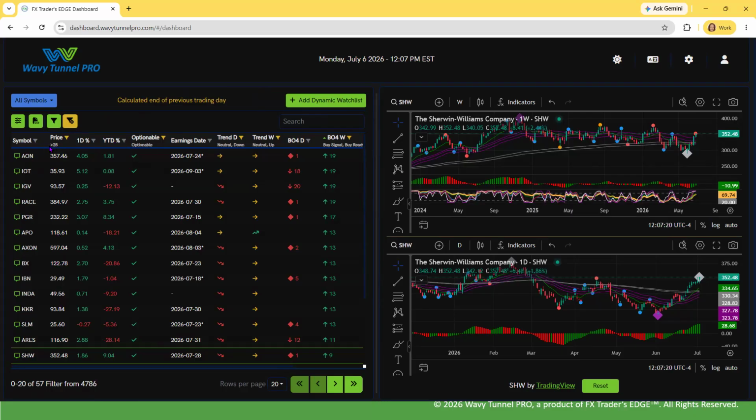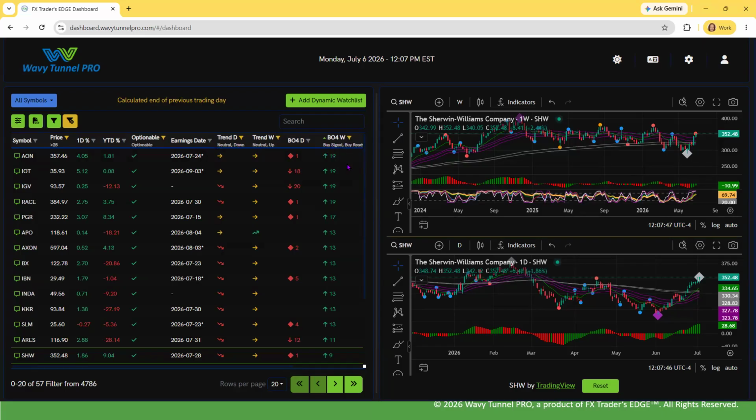Price is greater than $25. It's optionable. I've hidden the volume, but the volume is greater than 500,000. For the trend, the weekly trend, it's either up or sideways. And for the daily trend, it's either down or sideways.